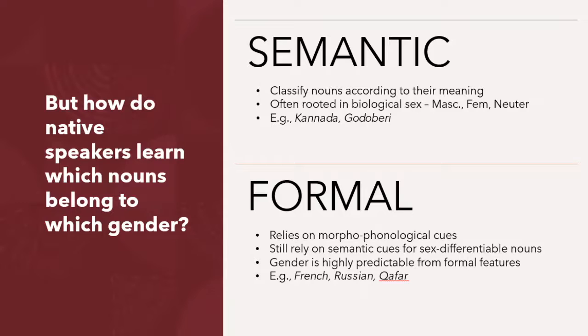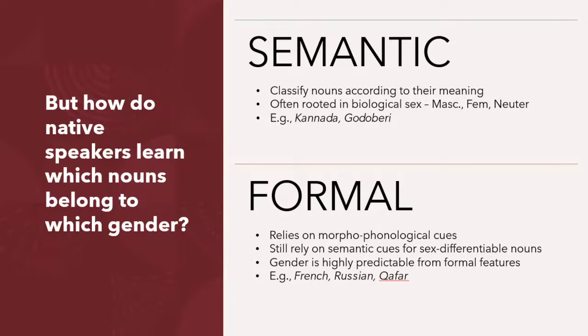That said, most other gender systems are not nearly as straightforward. In languages like French and Russian, for instance, the gender assignment process relies more on formal or morphophonological cues. These types of gender systems still do use semantic cues for classifying sex-differentiable nouns. This includes nouns whose biological sex is apparent or relevant to us, like humans or domestic animals. In fact, there are no known languages with a purely formal gender system.